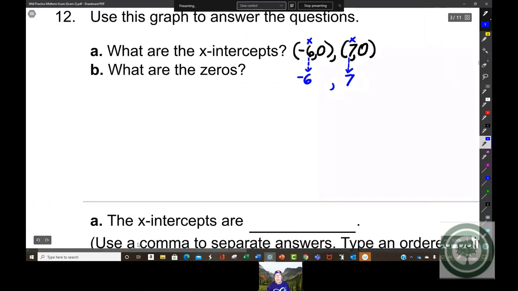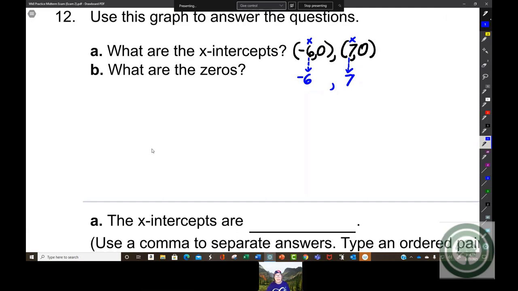All you have to do is be able to look at a graph, say what the x-intercepts are, and then say what the zeros are. Well, they're going to be that number and that number. Okay? Thanks. You're welcome. Good, next question.